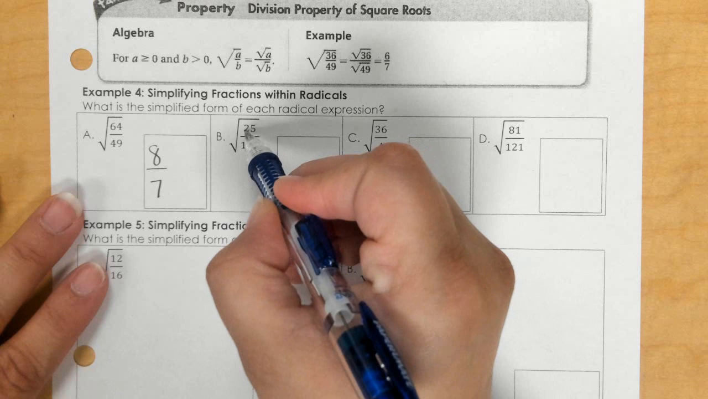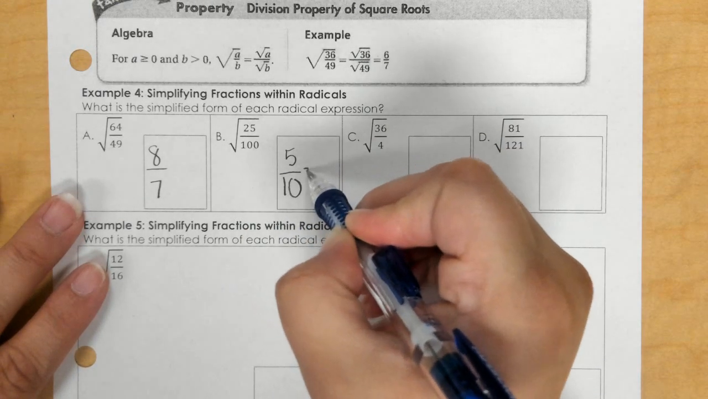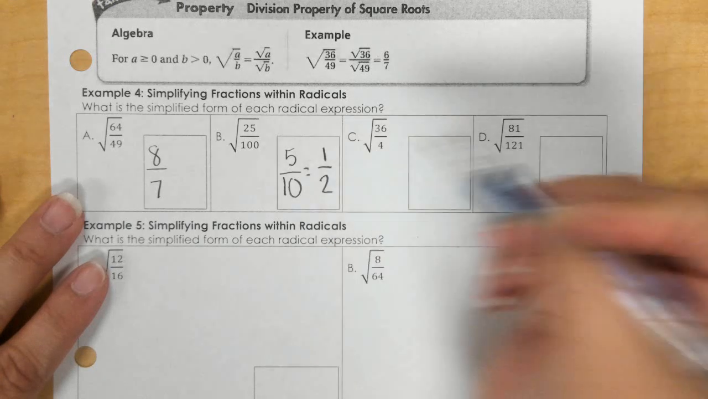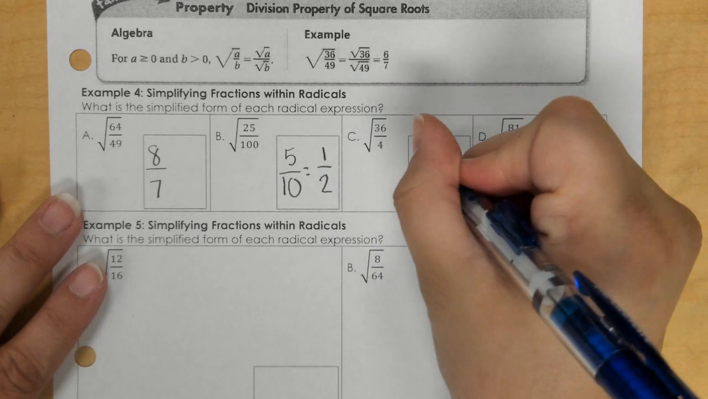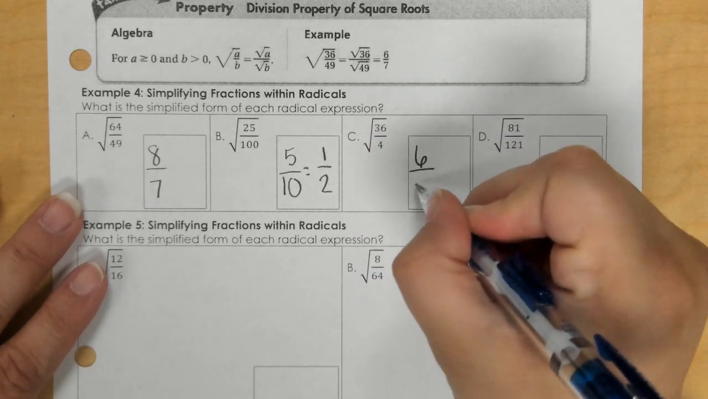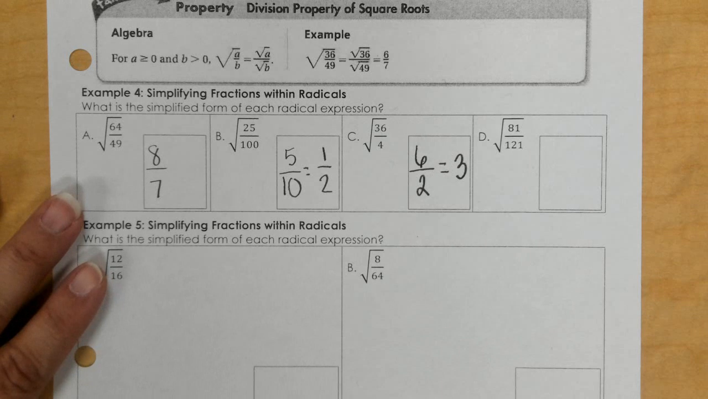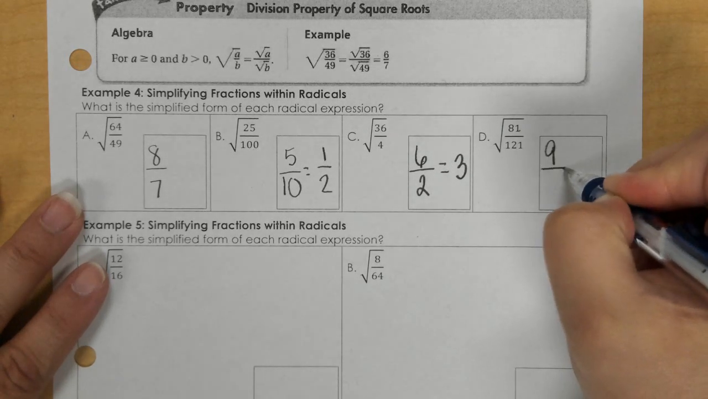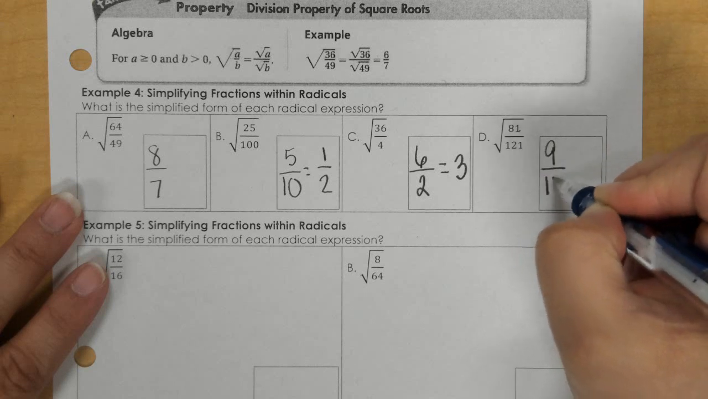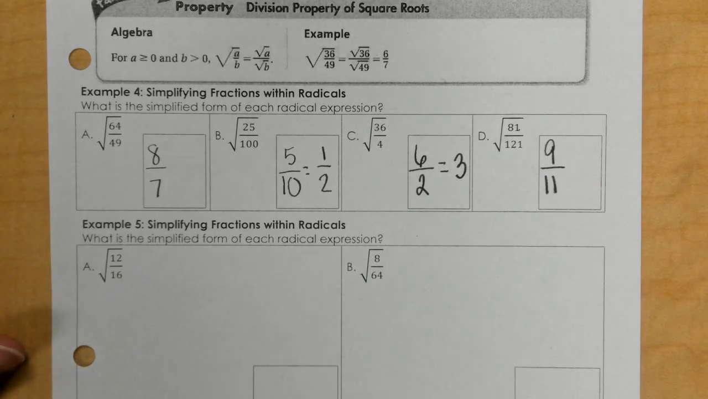Okay, here the square root of 25 is 5, and the square root of 100 is 10. But 5 tenths can reduce to 1/2. Okay. The square root of 36 is 6, and the square root of 4 is 2. But 6 divided by 2 can make 3. And then the square root of 81 is 9, and the square root of 121 is 11, and that cannot reduce, so I would just leave it 9/11.